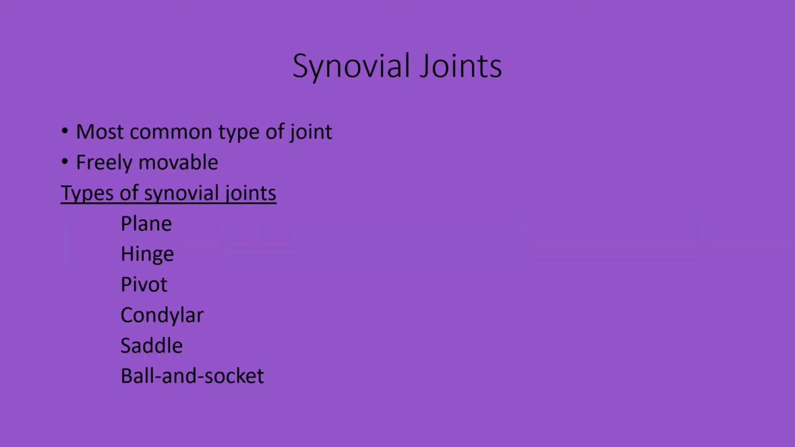Your synovial joints, the most common type of joint, does allow for a lot of movement. Depending on the type of movement, you can classify them as one of 6 types within the synovial joint. So all of these are synovial joints. You have the plane, the hinge, pivot, condylar, saddle, and ball and socket.